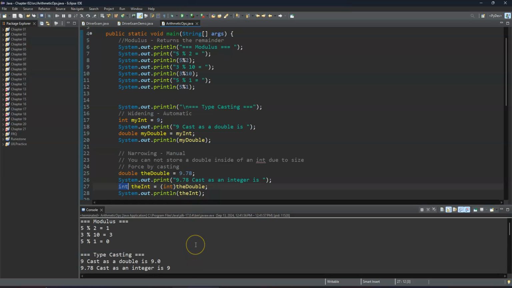But that's called narrowing, going from big to small. And I have to do this manually. And this is how I manually cast something to a different data type. Put the data type you want to cast to inside the parentheses. Okay, next.